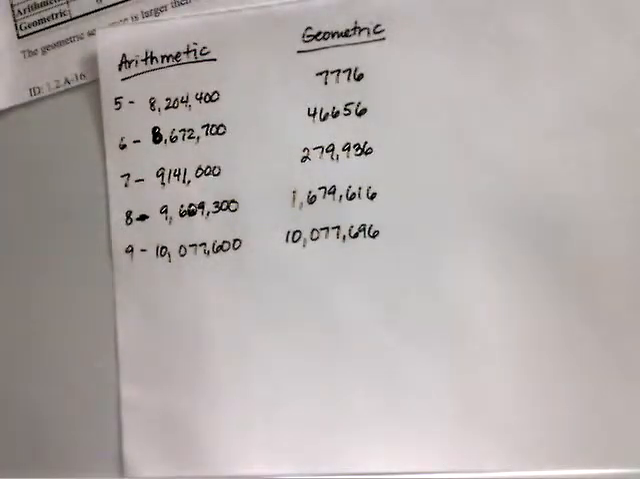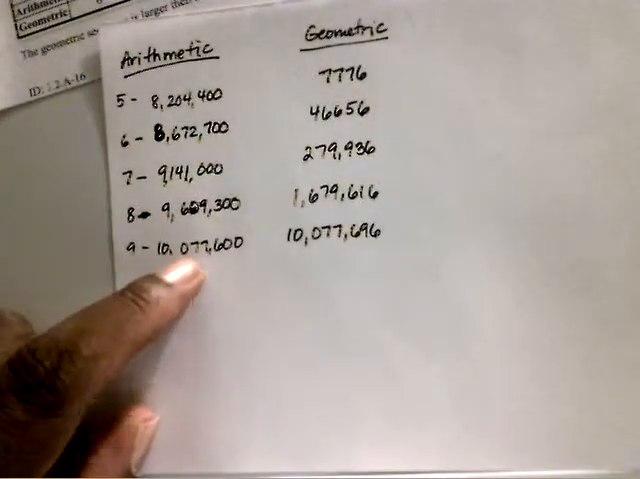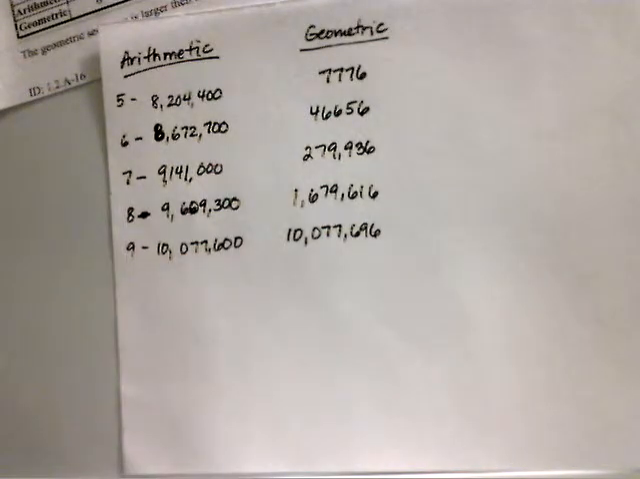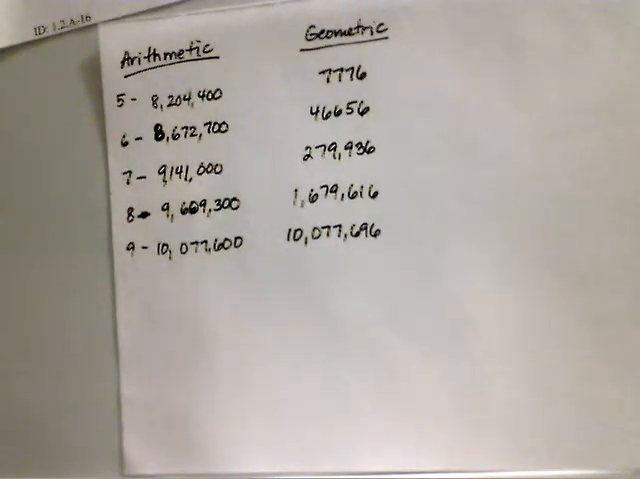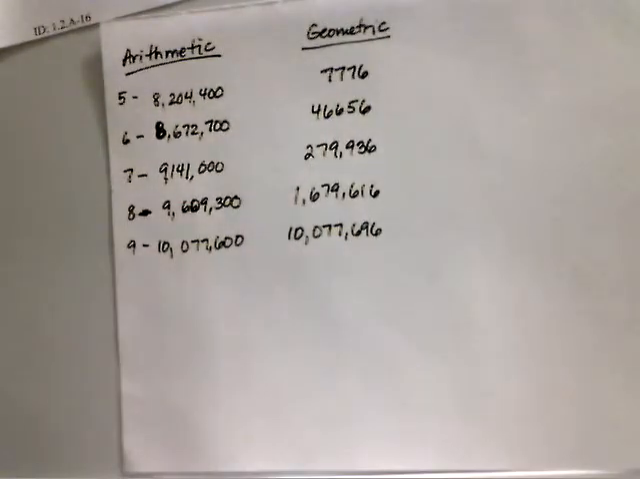And the question that they ask is, when will the geometric sequence be greater than the corresponding terms of the arithmetic sequence? It starts getting bigger at the ninth term, because the arithmetic sequence is 10,077,600 for the ninth term, and for the geometric sequence, it's just a little bit larger, 10,077,696. So the geometric sequence is larger than the arithmetic sequence at the ninth term, as you can see in this particular situation. And that should be enough to assist you with the homework in section 1.2.